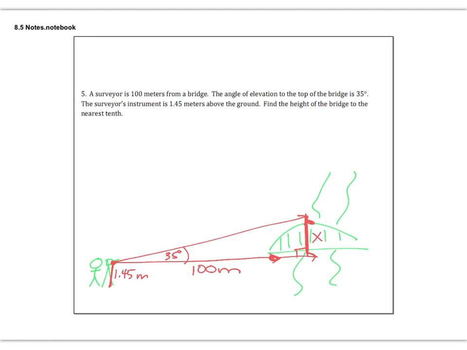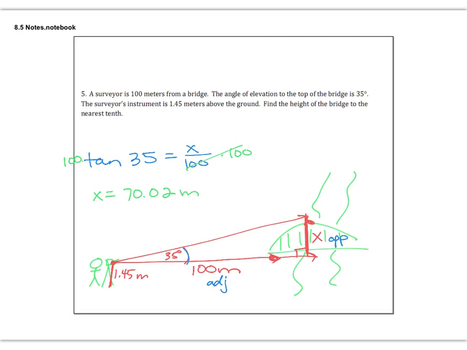Figure out what two sides you're working with. If 35 is your angle, the 100 is adjacent. The side you're looking for is opposite. Opposite and adjacent go with tangent. You'll find you use tangent a lot in these problems. So it's tangent of 35, always the angle next, equals opposite over adjacent. Multiply both sides by 100. And then type it in your calculator, and it turns out that you get about 70.02.